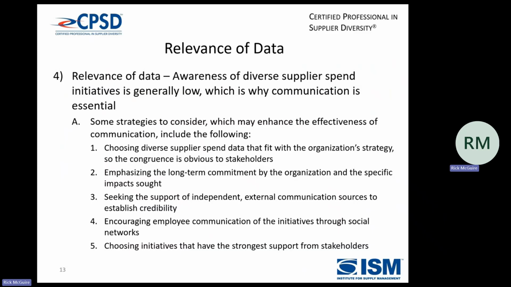Seeking the support of independent external communication sources to establish credibility, encouraging employee communication of the initiatives through social networks, and choosing initiatives that have the strongest support from stakeholders. There's your big one there.